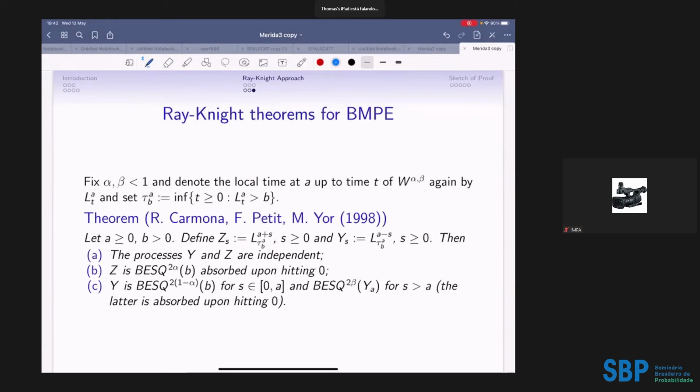And of course, this is crucial to our project, but we have these analogous Ray-Knight theorems for Brownian motions perturbed at extrema. It's not particularly important. Well, I mean, it is important to our project, but we get these results.